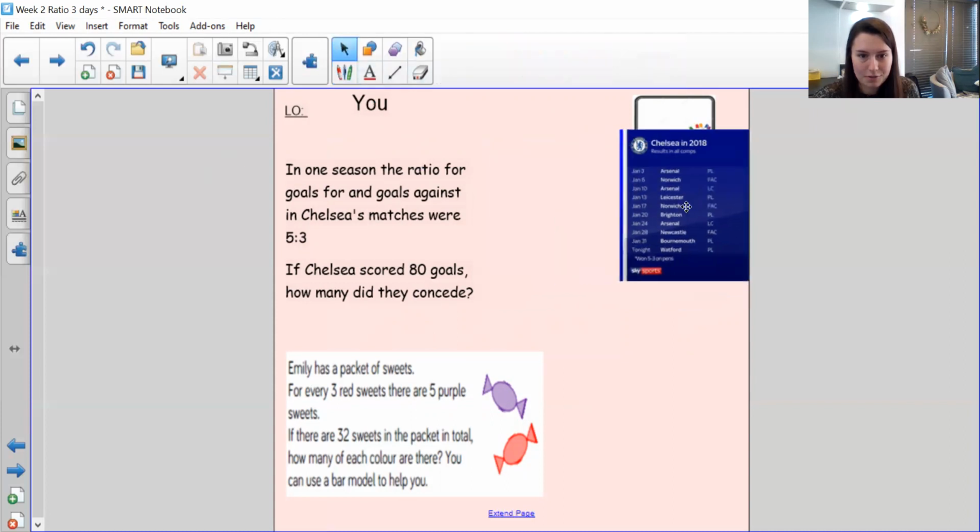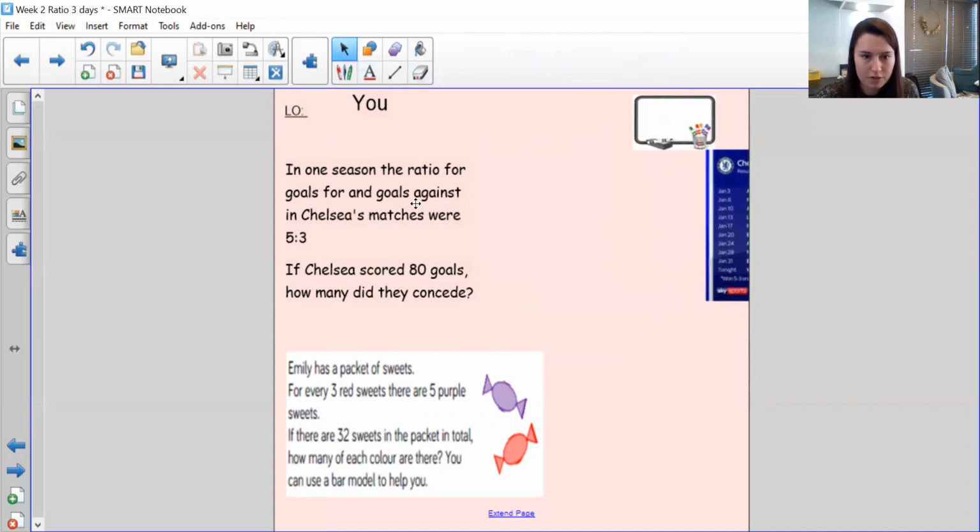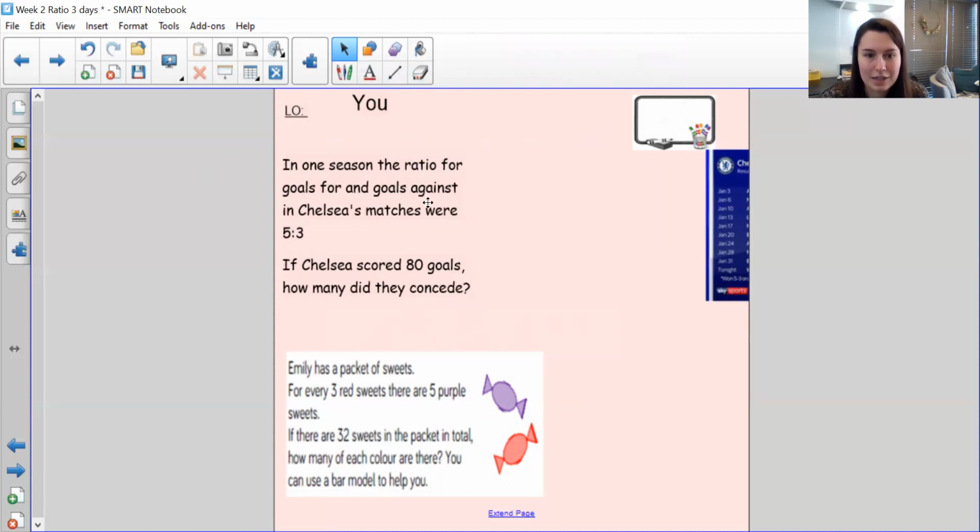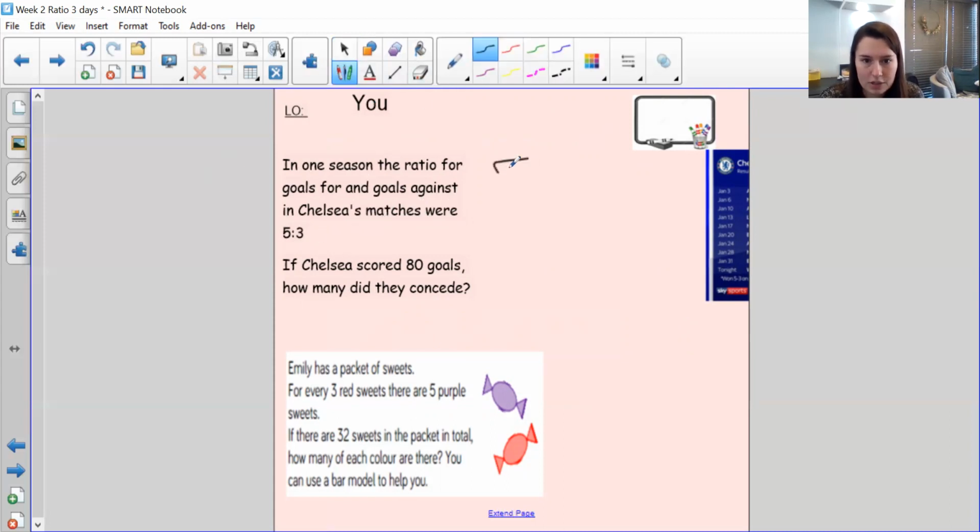Okie dokie, let's go through this first one. I'm going to move that picture so I've got some space. In one season, the ratio of goals for and goals against in Chelsea's matches were 5-3. I'm going to write that ratio out here a bit bigger. So this was 4, so I'm going to do green, so they scored, and against here. Doesn't always have to be the full words, anything that makes sense to you. If Chelsea scored 80 goals, which is the ones they scored here, I'm going to draw that in green. How many did they concede, which would be this side?